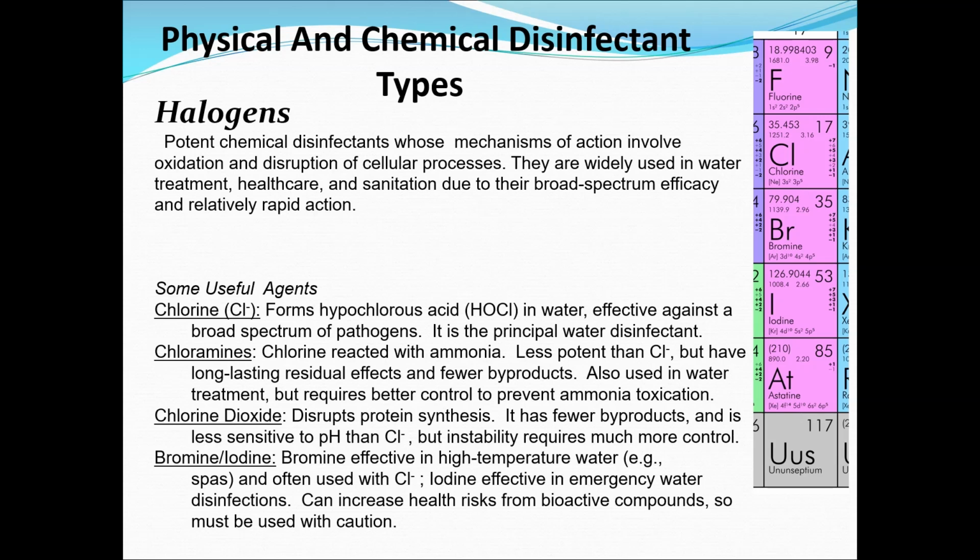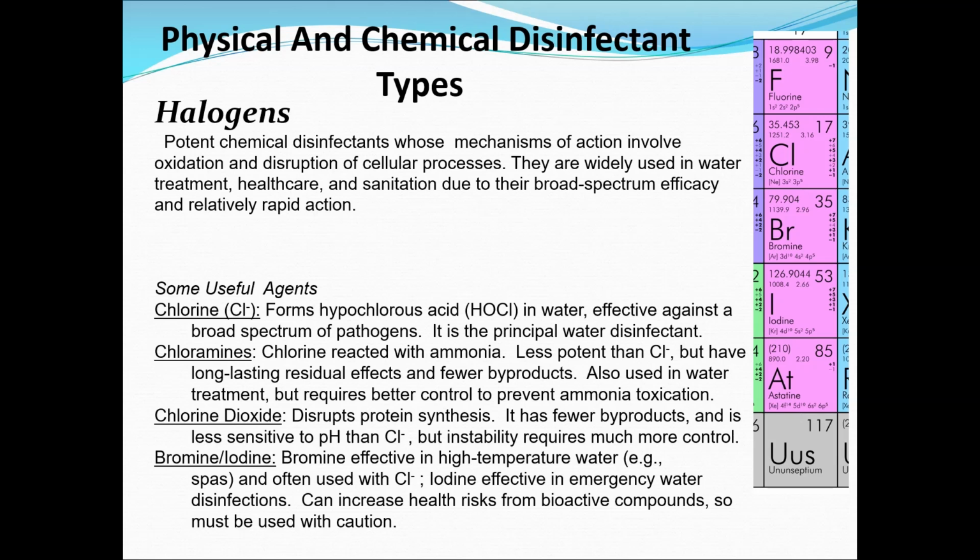Chlorine dioxide disrupts protein synthesis and cell permeability, effective against a wide range of pathogens, including chlorine-resistant ones. It produces fewer byproducts and is used in drinking water, food processing, and healthcare. However, it requires careful on-site generation due to its instability and safety concerns.